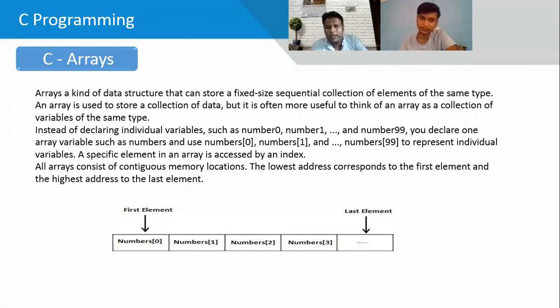Instead of declaring individual variables such as number0, number1, up to number99, you declare one array variable such as number and use number[0], number[1] and so on to represent the individual variables. A specific element in an array is accessed by its index number. So after storing the values in one memory location, the question is how to access them. You access the array values by using the array index number.